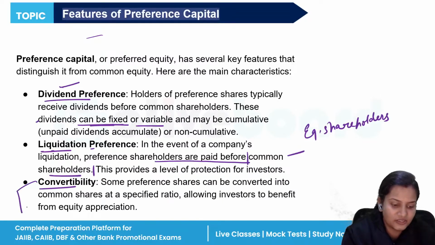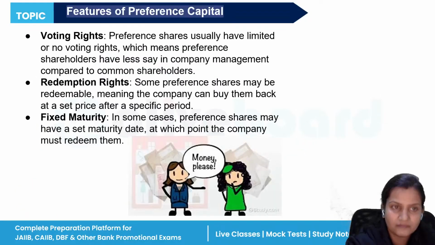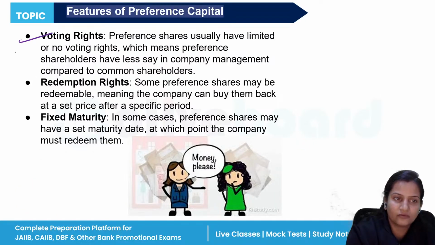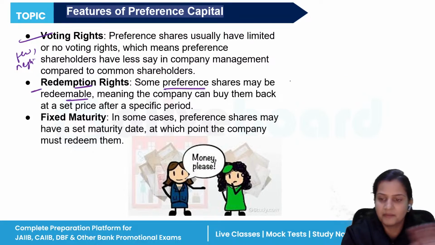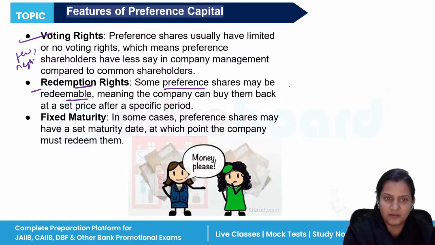Convertibility. These preference shares can be converted into equity shares after a specified time. After a time period, they have the chance to convert into equity shares. They have a few voting rights, or negligible voting rights as well. Redemption rights. Some preference shares may be redeemable. A specified time is mentioned, that is, the company can buy back the shares of this preference capital.